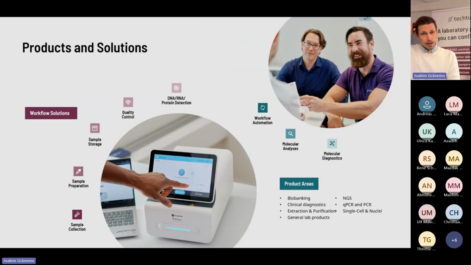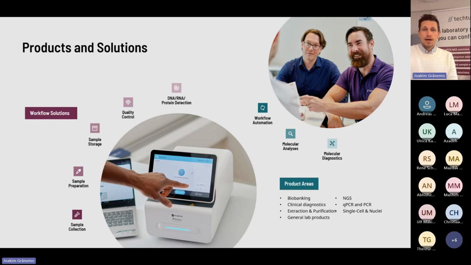So just a high-level image of what Techtum offers. We like to focus on not just products, but on solutions and workflows that enable our customers to improve their lab experience and overcome obstacles. We focus on different kinds of solutions for molecular biology labs, all the way from sample collection, extraction, and PCR solutions into what we're going to talk about today, regarding single-cell and NGS analysis.